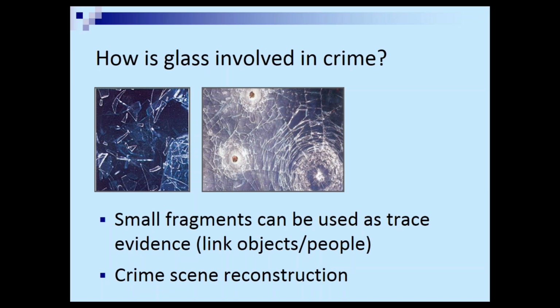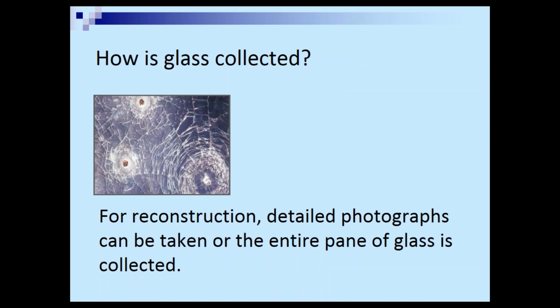But also, glass can be used to provide information in regards to reconstructing the crime scene. And this is most easily visualized if we're talking about gunshots or bullets going through glass. Whenever glass is broken, you can not only tell if it's hit multiple times, you can not only tell which location was hit first, or in the case of bullet holes, which bullet went through the glass first, but you can also tell the direction it was hit.